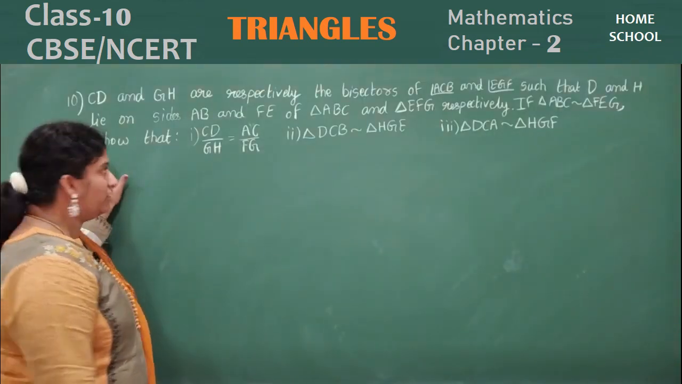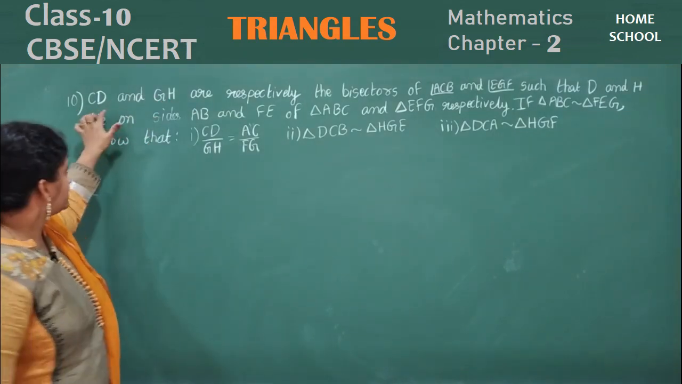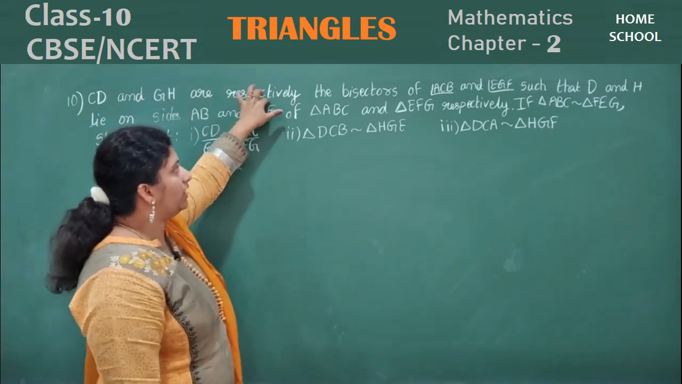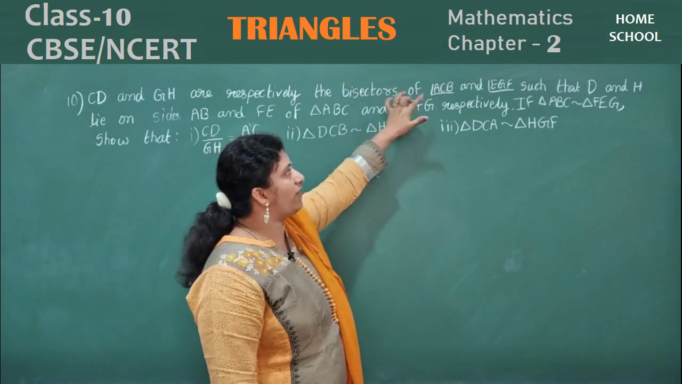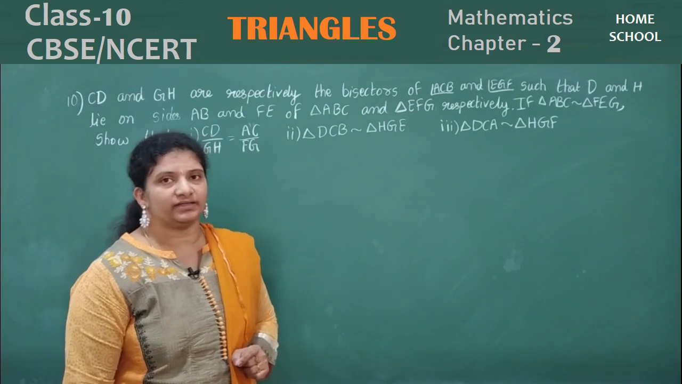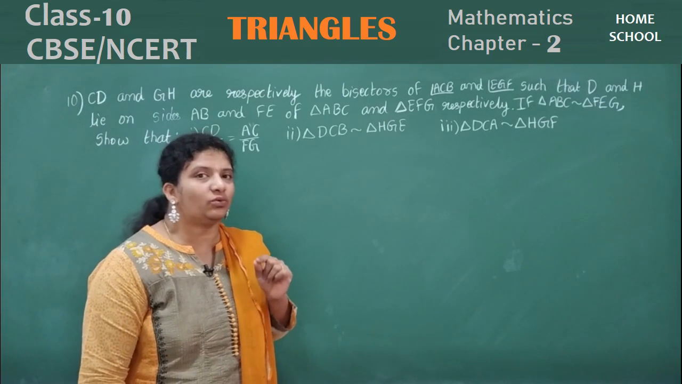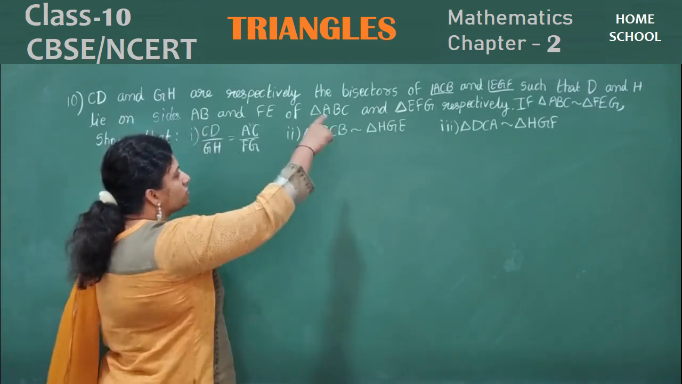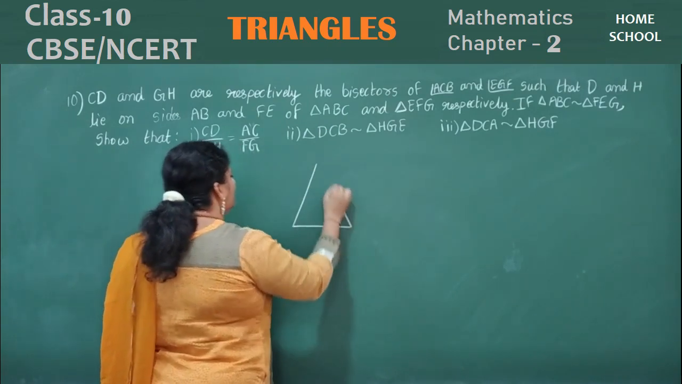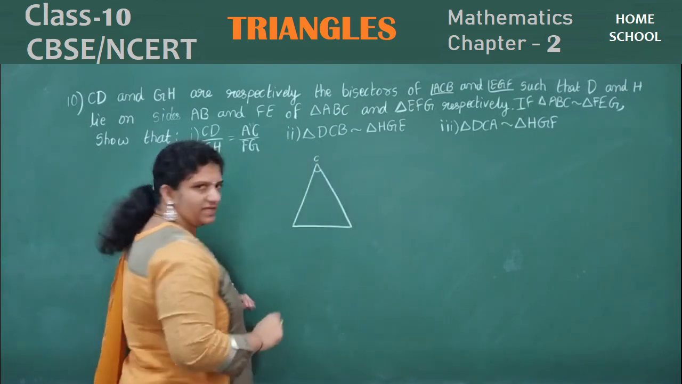10th problem here, CD and GH. What are those? CD and GH are respectively the bisectors of angle ACB. Okay, angular bisectors. What do they do, children? They divide the angle into two equal halves. So angle ACB. Let me draw a triangle here. What is the angle here? It is dividing, let it be C, right?